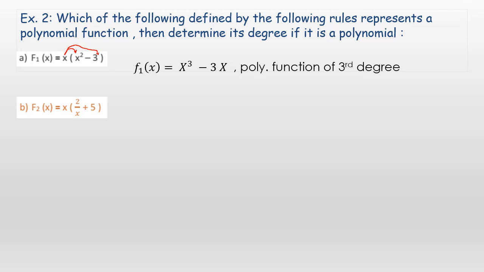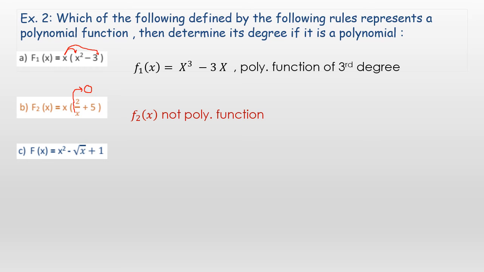Another example: f of x equals x times 2 over x plus 5. As we know, for any rational expression with x in the denominator, substituting a real number like 0 gives 2 over 0, which is undefined. So this function is not a polynomial function.